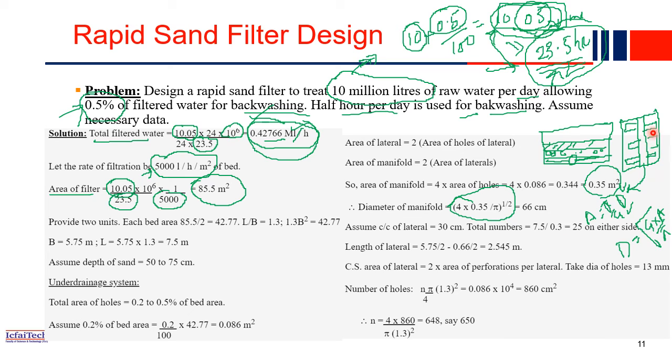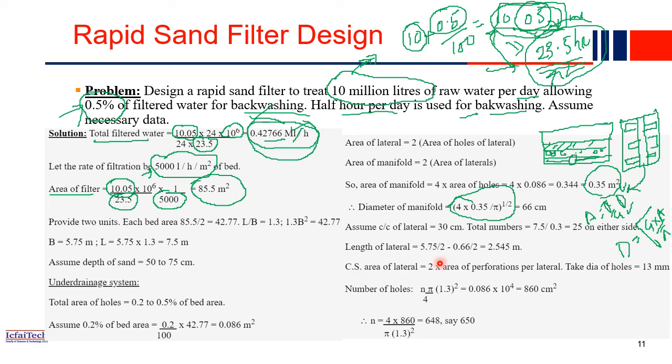So what is the total length? Length we have already computed, right? 7.5 meter total length of this bed. Each center to center distance we have assumed 30 centimeter. Then how many laterals can we provide? 7.5 divided by 0.3, where 0.3 is the center to center spacing. So we got 25. 25 laterals we can provide on this side, and the left side also we can provide 25. So total 50 laterals we can provide in this bed.